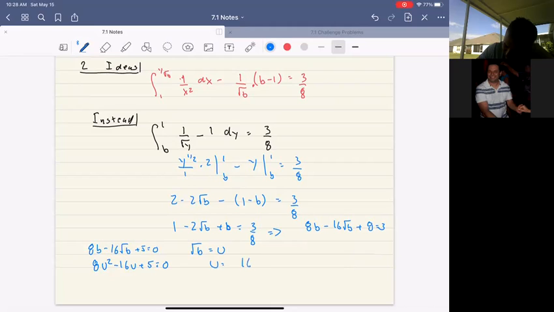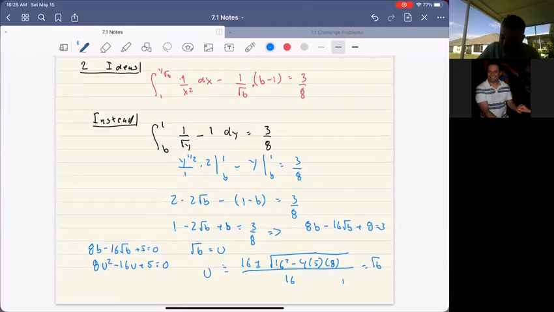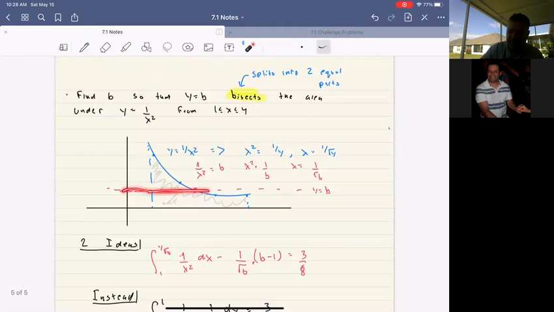16 plus or minus square root of 16 squared minus 4 times 5 times 8, all divided by 16. Ugh. Anyways, you get the idea. That is going to be the value for root b. You're just going to take the positive one, because your b here should be positive.